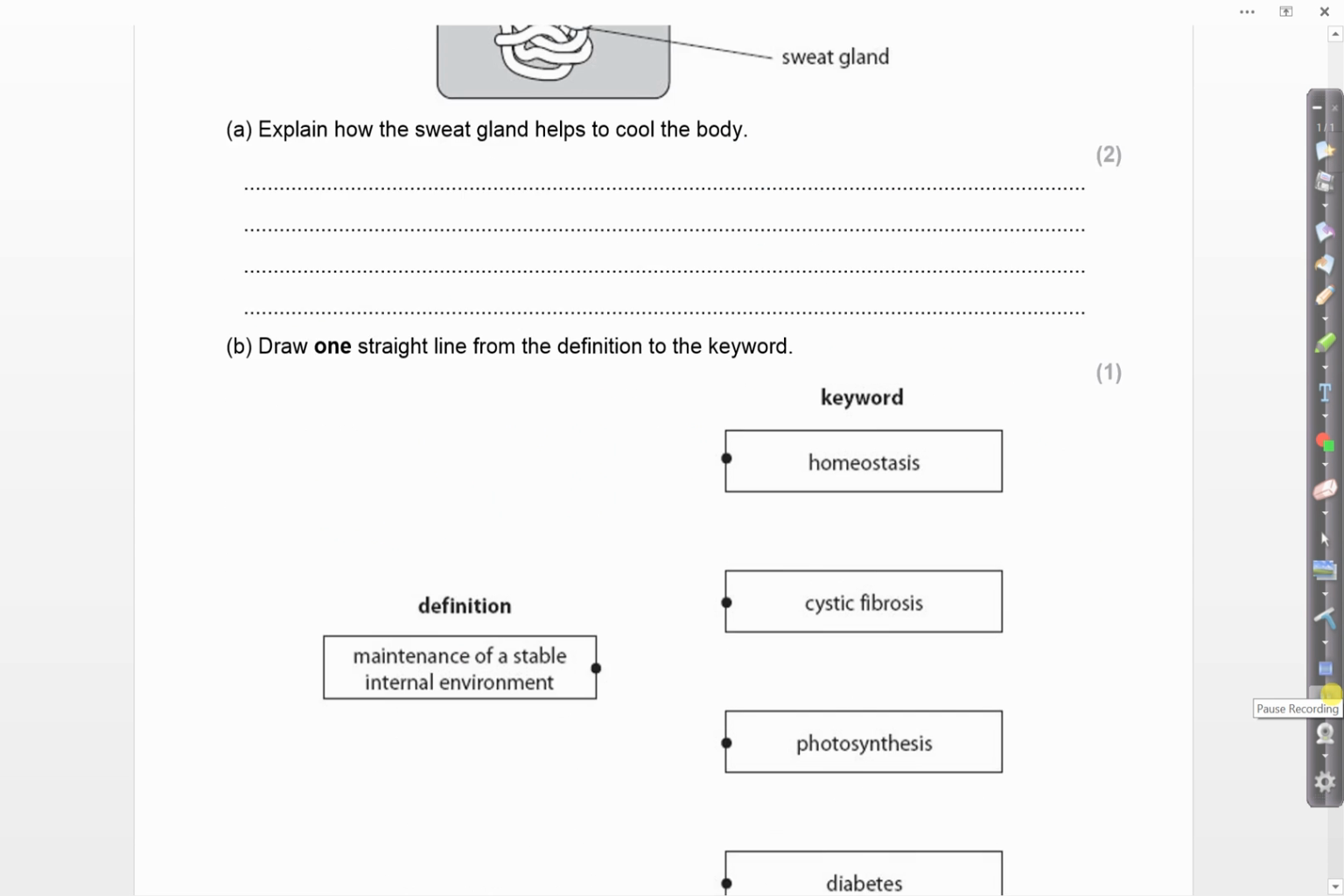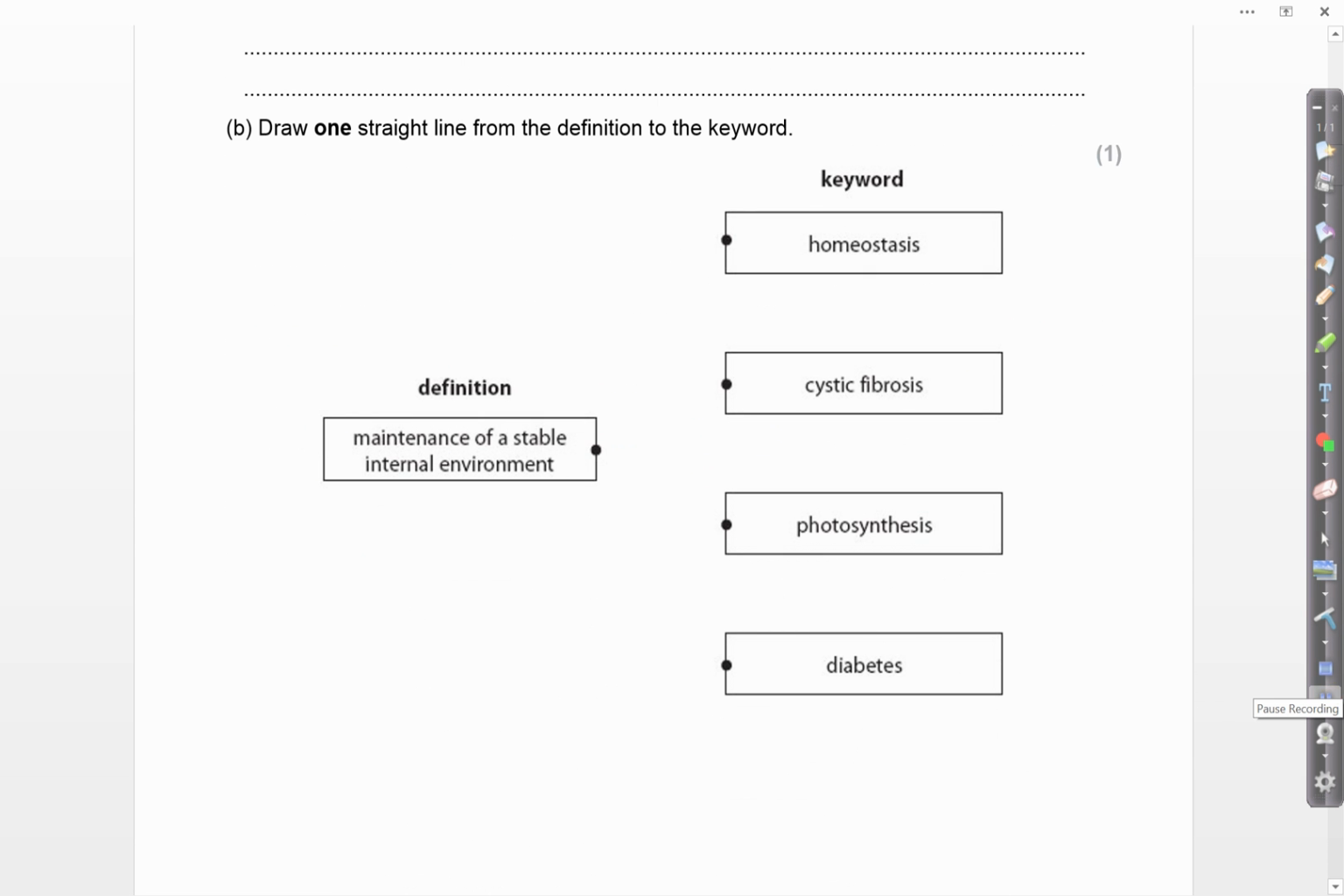So question 1, part B. Pretty straightforward here. Draw 1 straight line from the definition to the key word. 1 mark, low order thinking, maintenance of stable internal environment. So what is a maintenance of a stable internal environment? Well, here we're describing homeostasis.